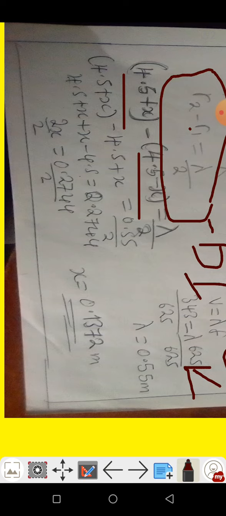So when you divide 343 by 625, you find that the lambda is 0.55 meters. Since we are dealing with physics, we are supposed to put the units. We should use the SI units, so we can't convert this to centimeters or millimeters. We just have to make sure that the lambda is in meters. So this is the lambda.